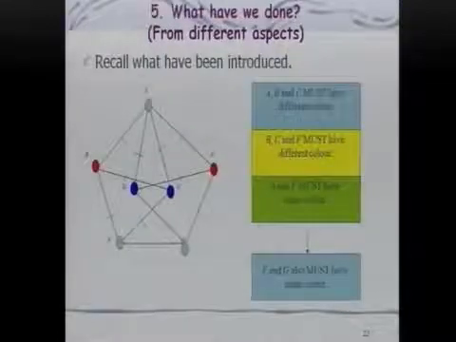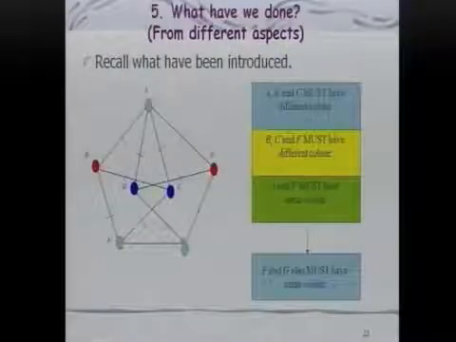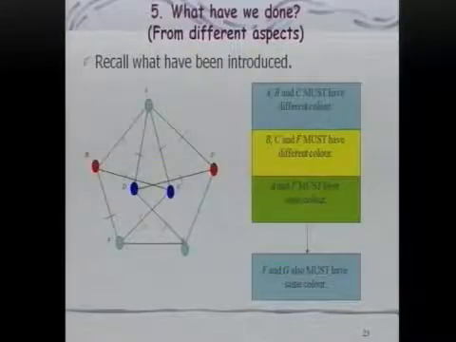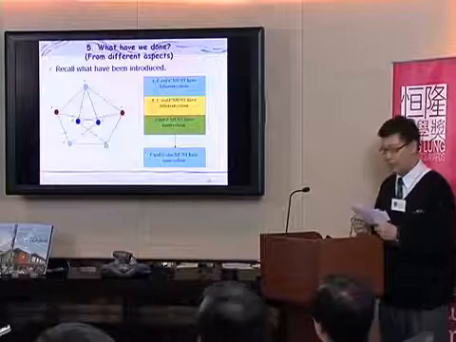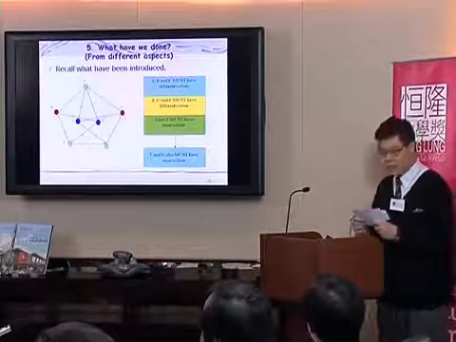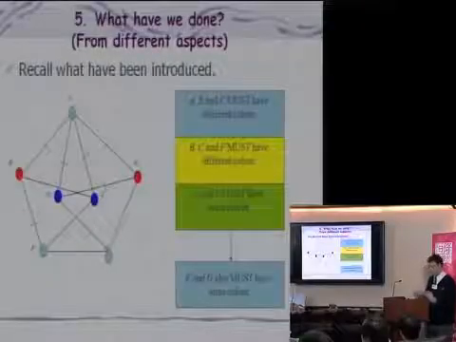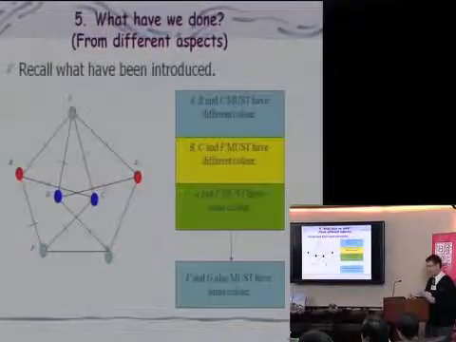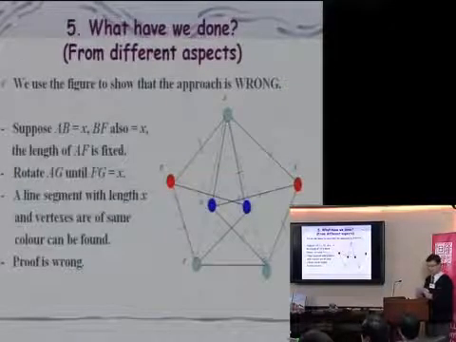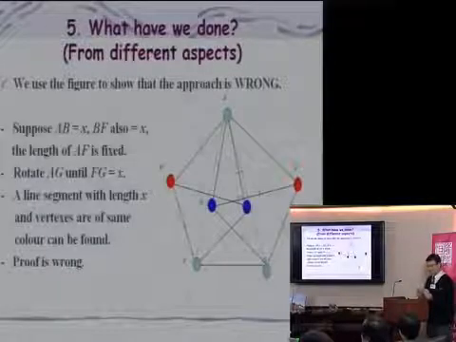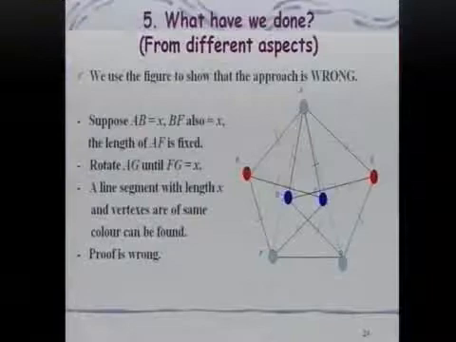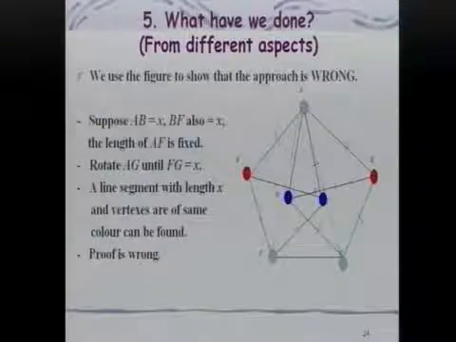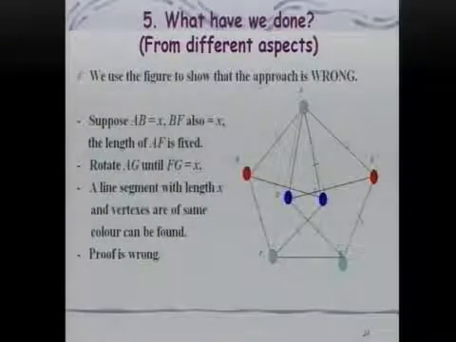Recall what I have introduced in inference 3.2. Triangle ABC, BCF, ADE, and DEG are all equilateral. As F and G must be in the same color, suppose AB equals BF and it equals X as well. And we rotate the rhombus ADGE until FG equals X. By swinging the rod, we can easily find a line segment with length X, and the vertices are of the same color. Therefore, my proof is also wrong.